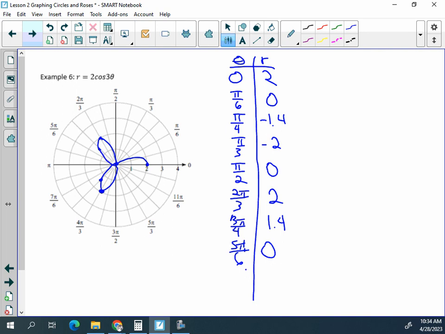Okay, then we've got pi. So that becomes 3 times pi is 3 pi. Cosine of 3 pi is -1. And 2 times -1 is -2. So that would put us back to where we started. So we actually can stop there.